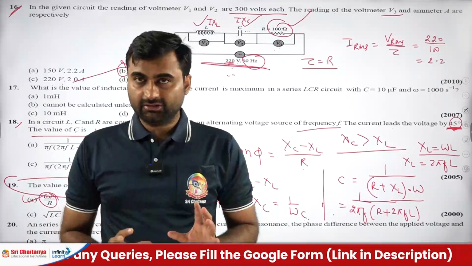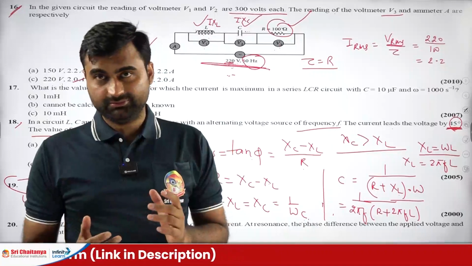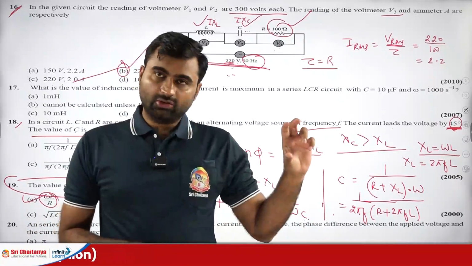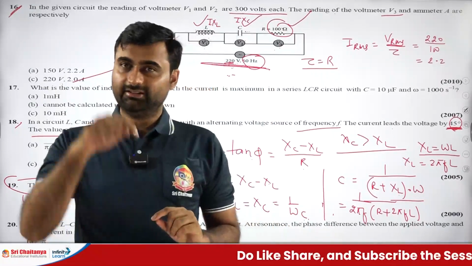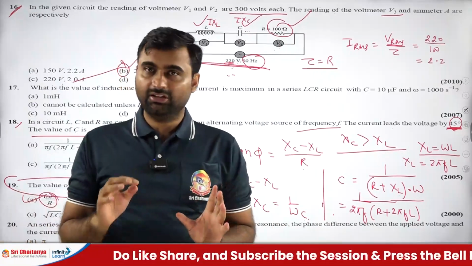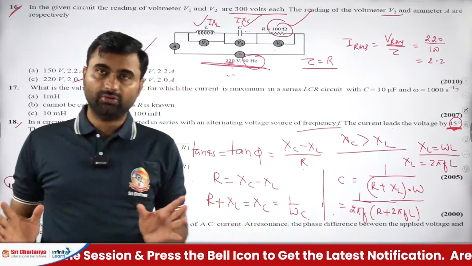Inductor and capacitor, their current, or we can say voltage across them, is opposite in direction. I XC in upward direction, I XL in downward direction. Both are opposite to each other. Okay, this point you have to remember.